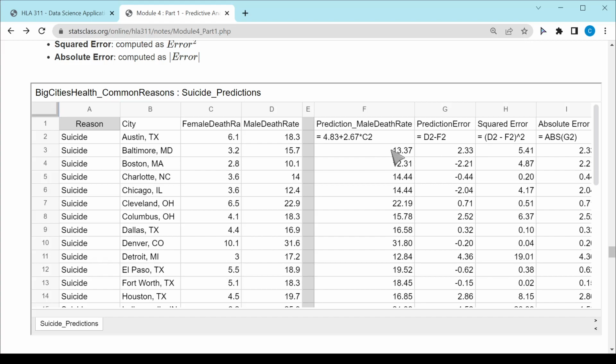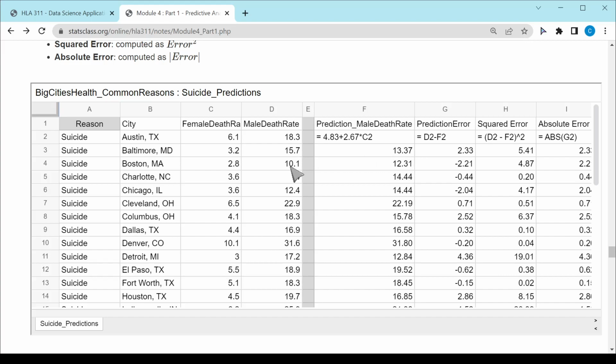So you can see here that my prediction was an under prediction by about 2.33. This is a little counterintuitive. Even though I have a positive prediction error, what that means is I under predicted for that observation.